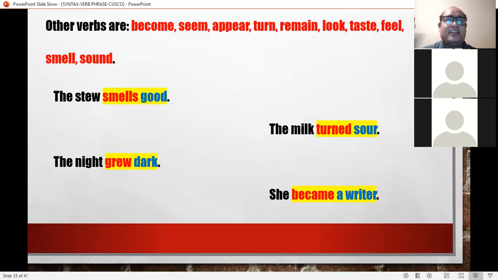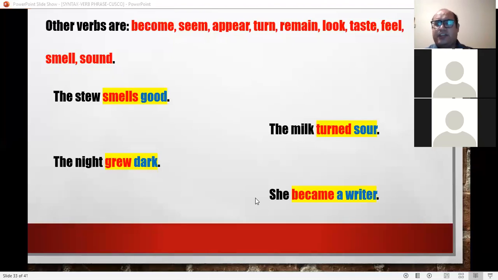And notice, these are the intensive verbs. Don't forget the names. Intensive verbs are going to be followed by a noun phrase, prepositional phrase, or adjective phrase. And they just serve as a connector, a link between the subject and the complement. That's why we call them subject complement or predicative. Remember this name? Predicative, not predicate, all right?